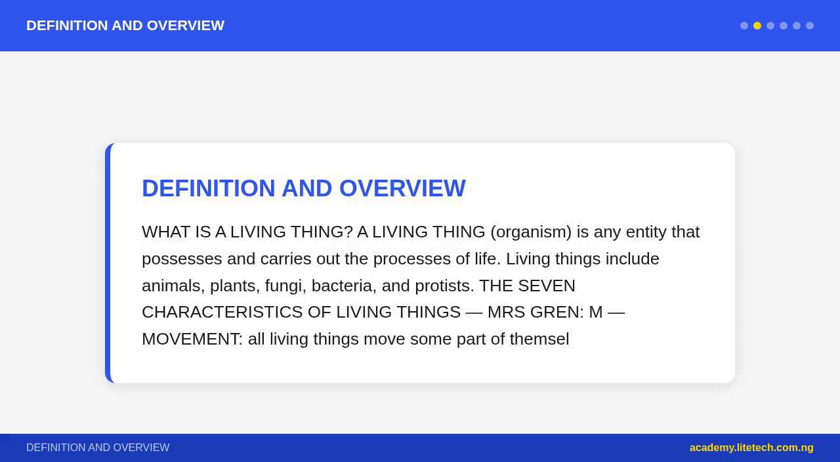G, Growth. Living things increase in size and complexity. A seed grows into a tree. A baby grows into an adult. Growth in living things is permanent and organized; cells divide and differentiate. R, Reproduction. Living things produce offspring to continue their species. Without reproduction, a species would eventually disappear. Reproduction may be sexual, 2 parents, or asexual, 1 parent.